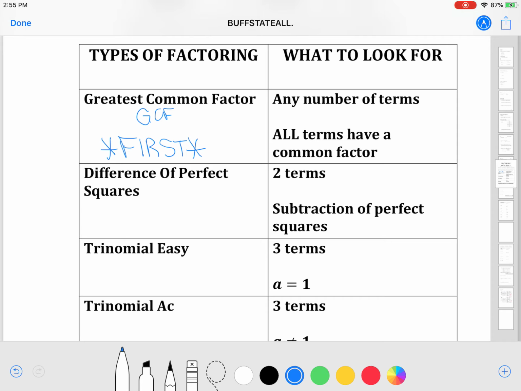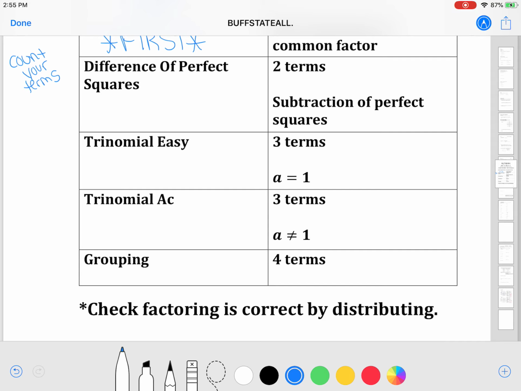So my advice to you after you check for a GCF is to then count your terms, because all of the other methods have to do with a certain number of terms. If there's 2 terms and there wasn't a GCF, chances are you're going to be doing difference of perfect squares, but you also need this setup as well. It's exactly what the method is called. You need the difference, which is just subtraction, of perfect squares, okay?